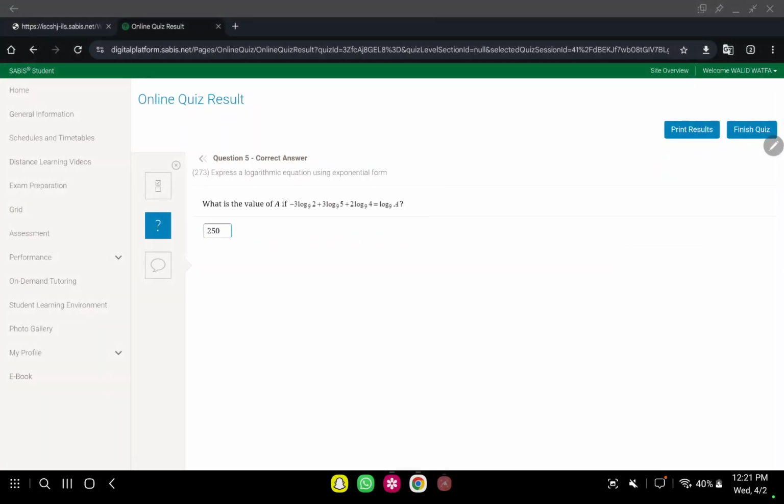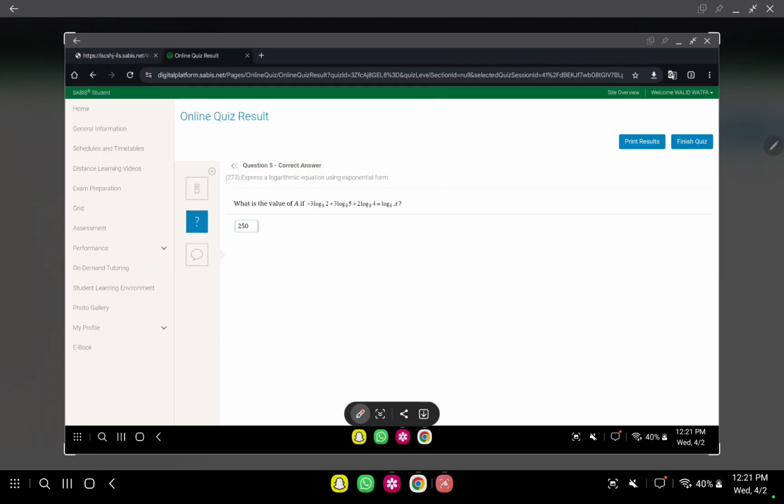Question 5. What is the value of a if minus 3 log base 9 of 2 plus 3 log base 9 of 5 plus 2 log base 9 of 4 equals log base 9 of a? They want to simplify. Okay, very easy. Like I told you, you need to take the coefficients inside. So it's going to be log base 9 of 2 to the power of negative 3, plus log base 9 of 5 to the power of 3, plus log base 9 of 4 to the power of 2. Okay, so what is this? This is 1 over 8. What is this? This is 1 over 125.